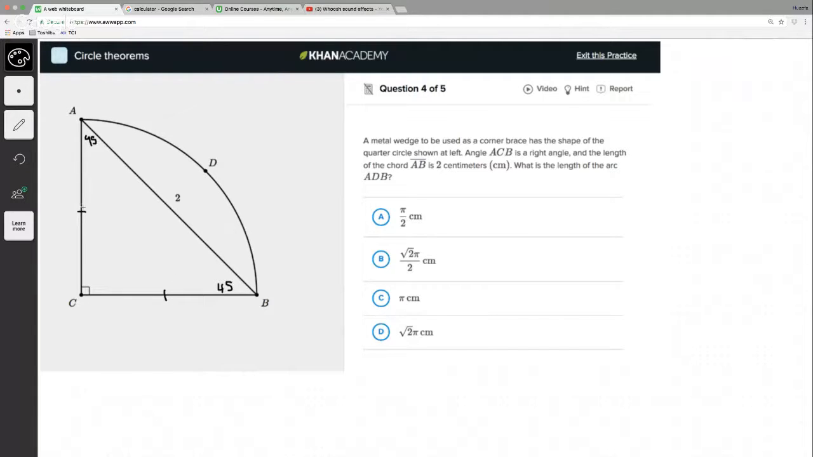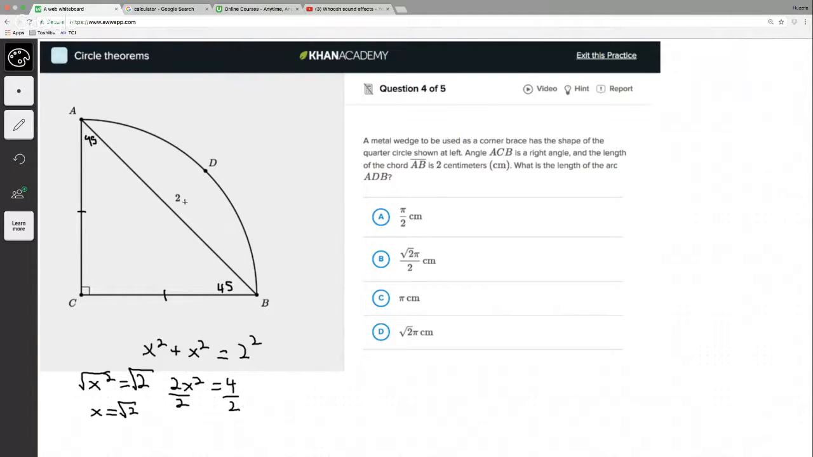Another way to think about it is if we call this x, these are both the same, right? So it's x squared, this is Pythagorean, plus x squared equals 2 squared. So this is 2x squared equals 4. Divide both sides by 2. We get x squared equals 2. And then square root both sides, x equals square root of 2. And that's what these guys are.